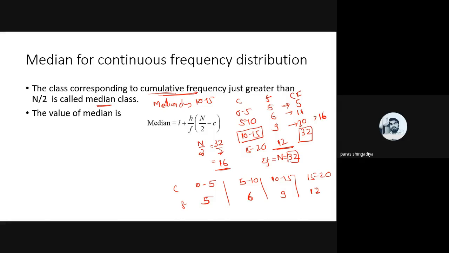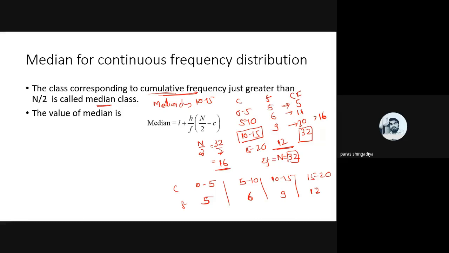Is it clear, the procedure to derive the median class? Is there any confusion? That will be decided later. First, we just check the median class. Is the concept of checking the median class clear?